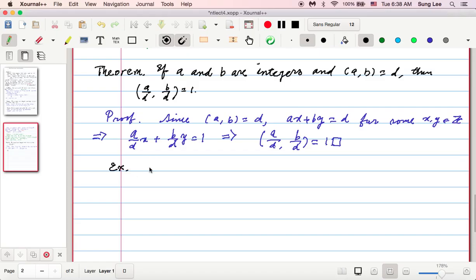Example. Find a solution of 9x plus 24y equals 15. Okay, so here is a solution.